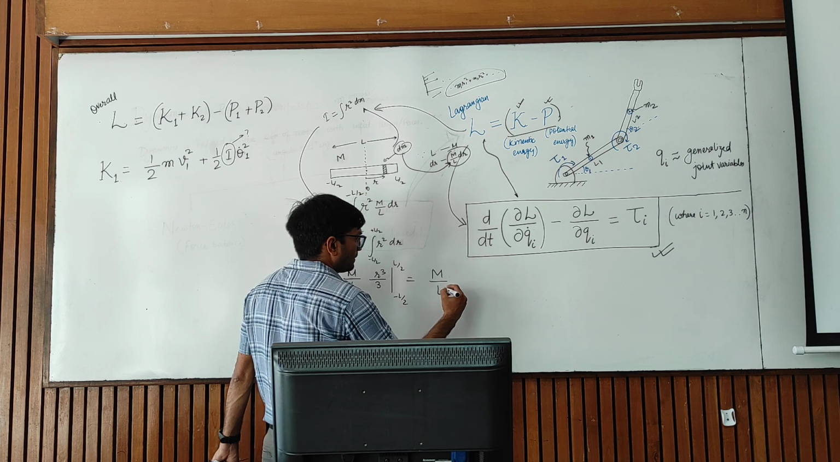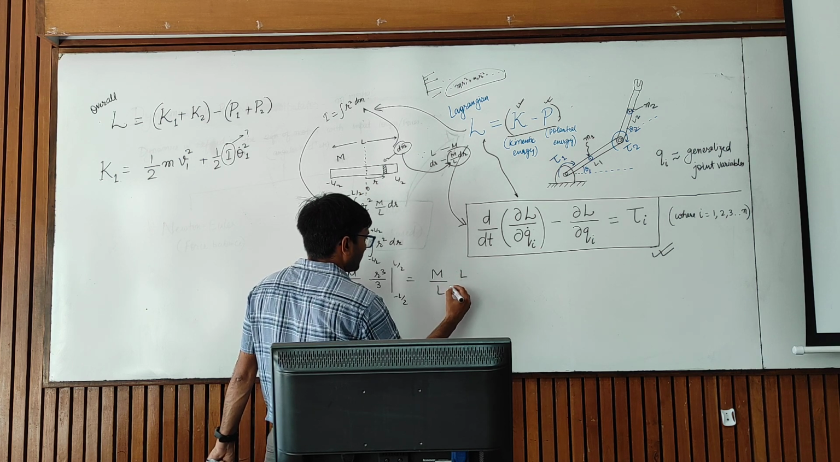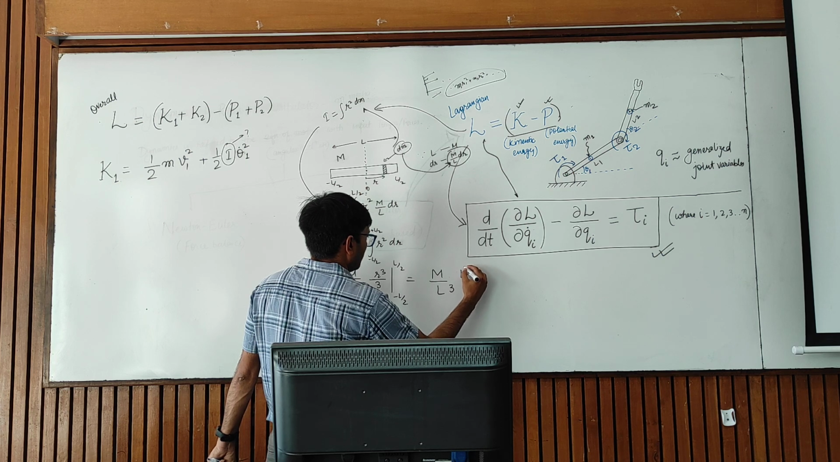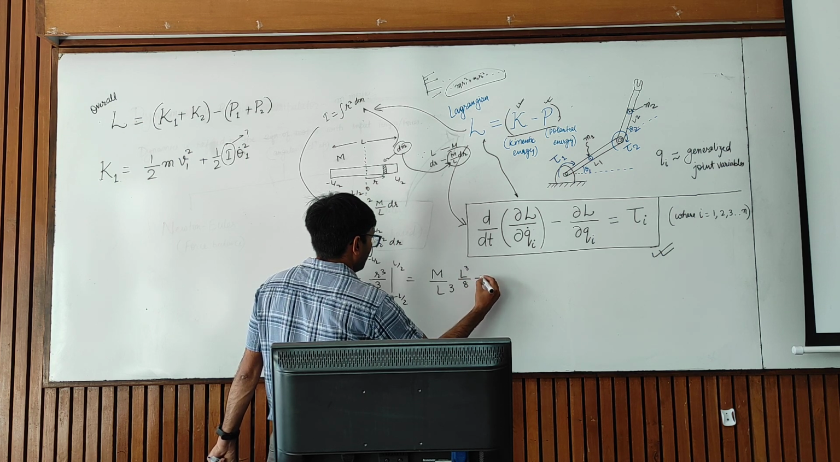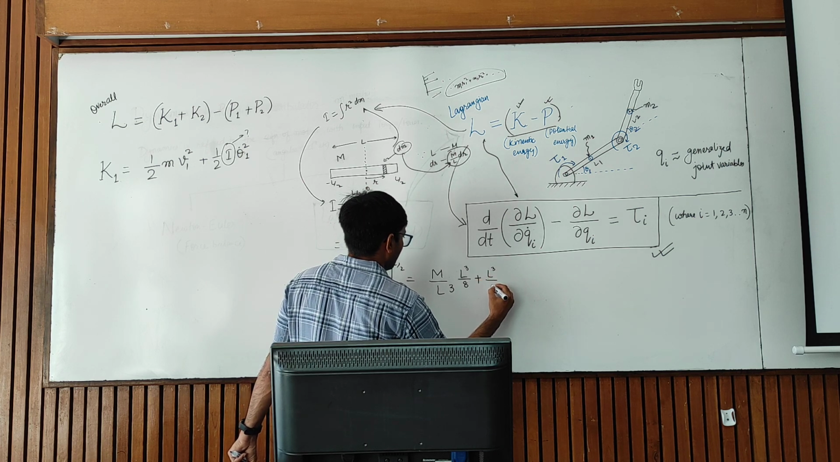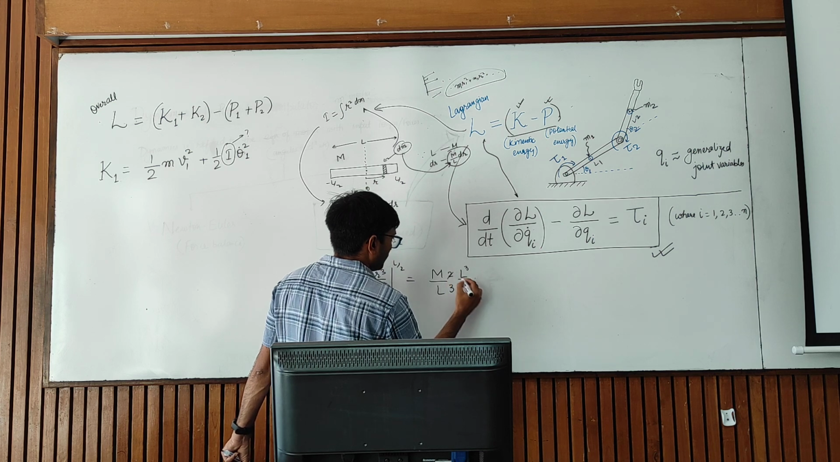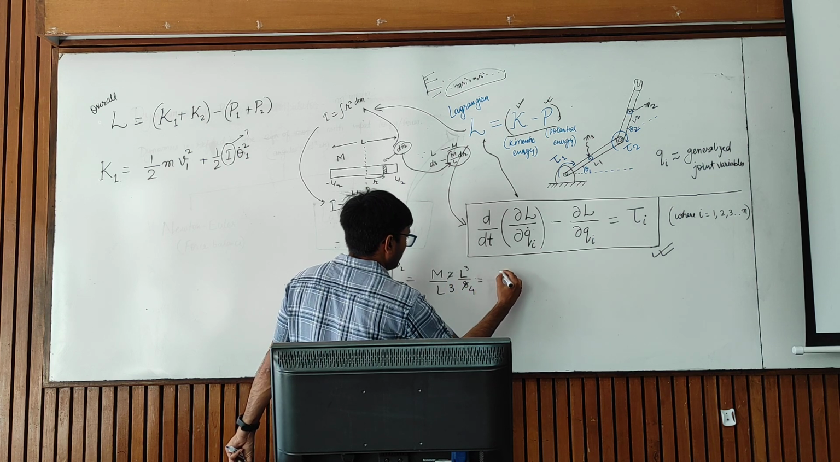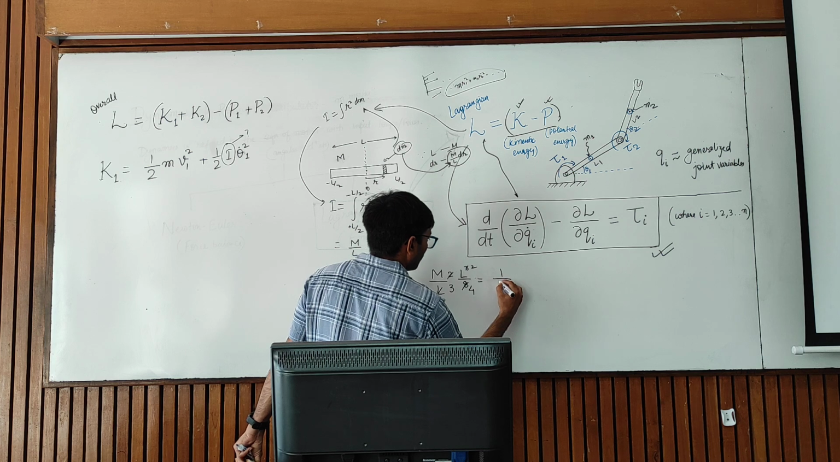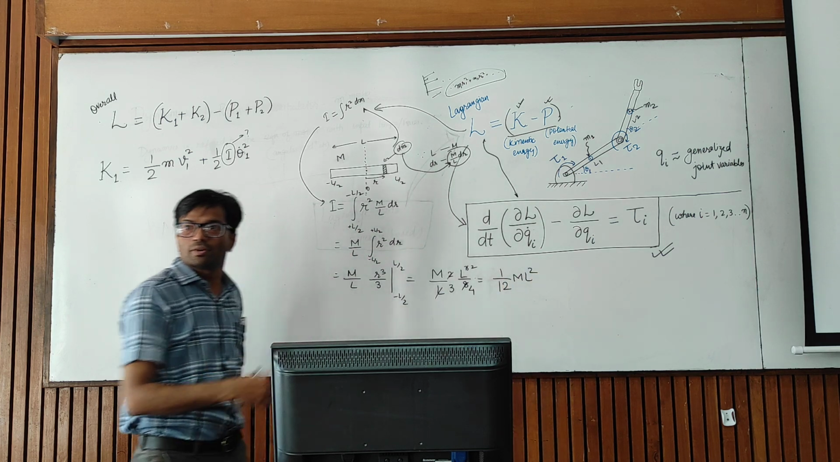Cube by 8, m, so 3 भी बाहर कर देते हैं, let's suppose. So L cube by 8 minus, plus हो जाएगा, L cube by 8. This is 2 L cube by 8 by 4. So 1 और ये स्क्वायर हो जाएगा. So 1 by 12 m L square. So this is what we know as the formula.